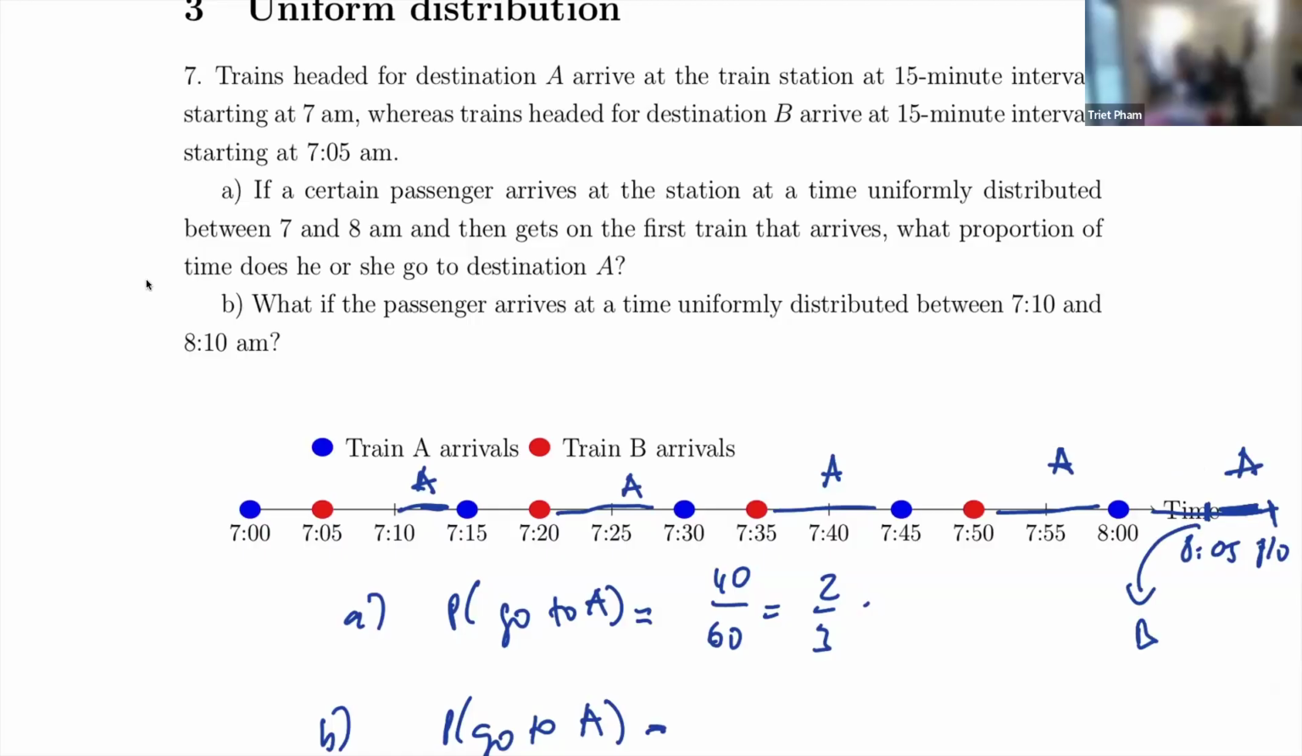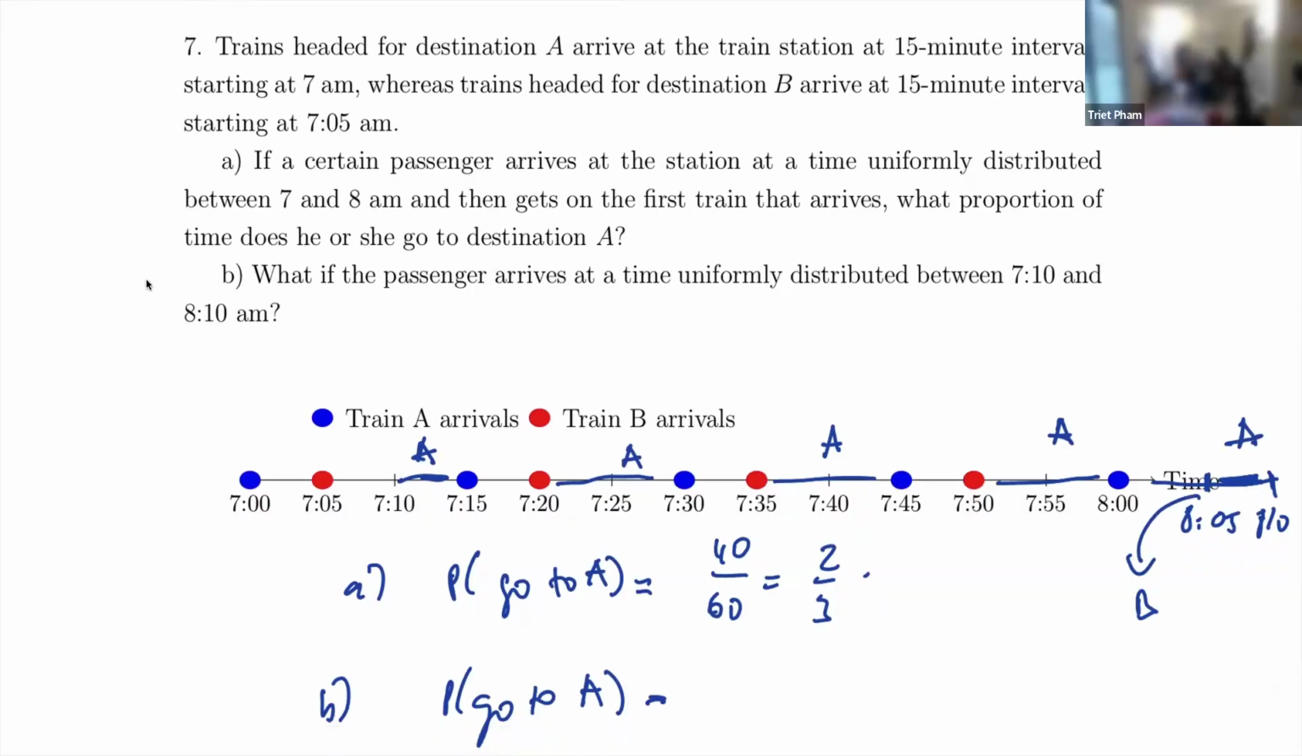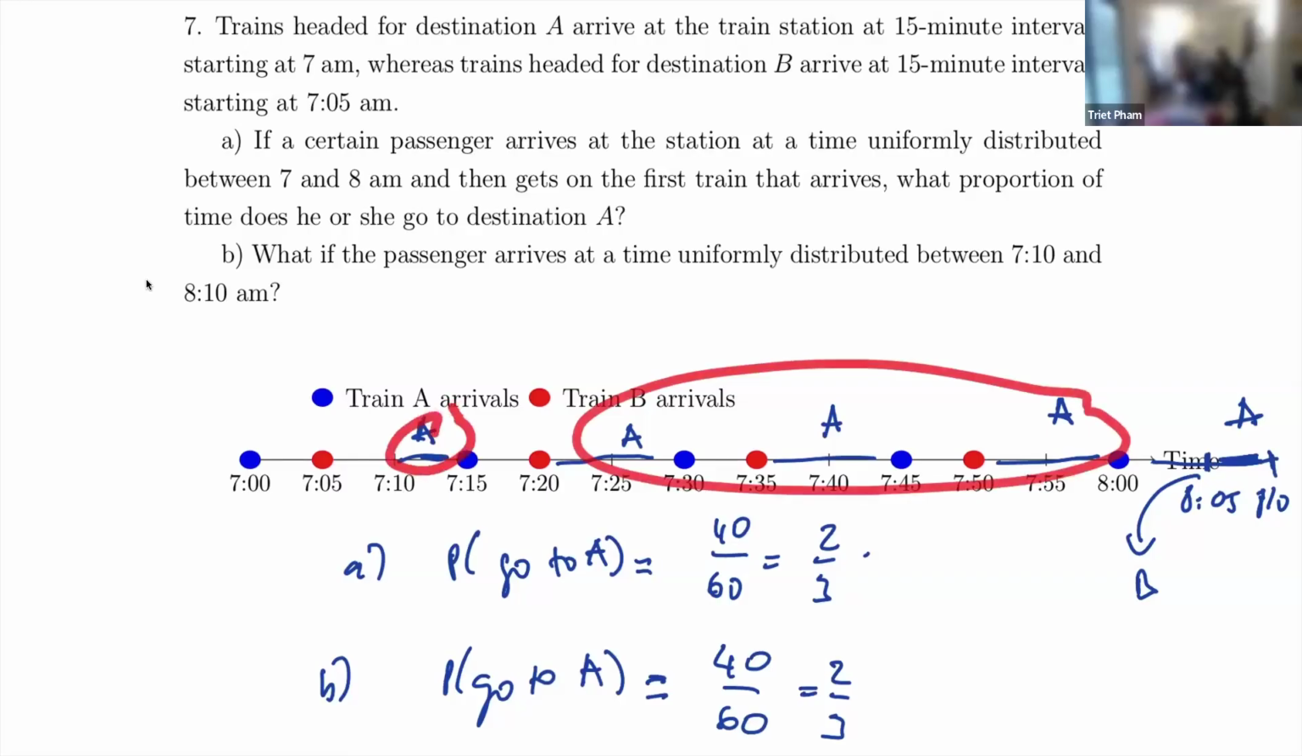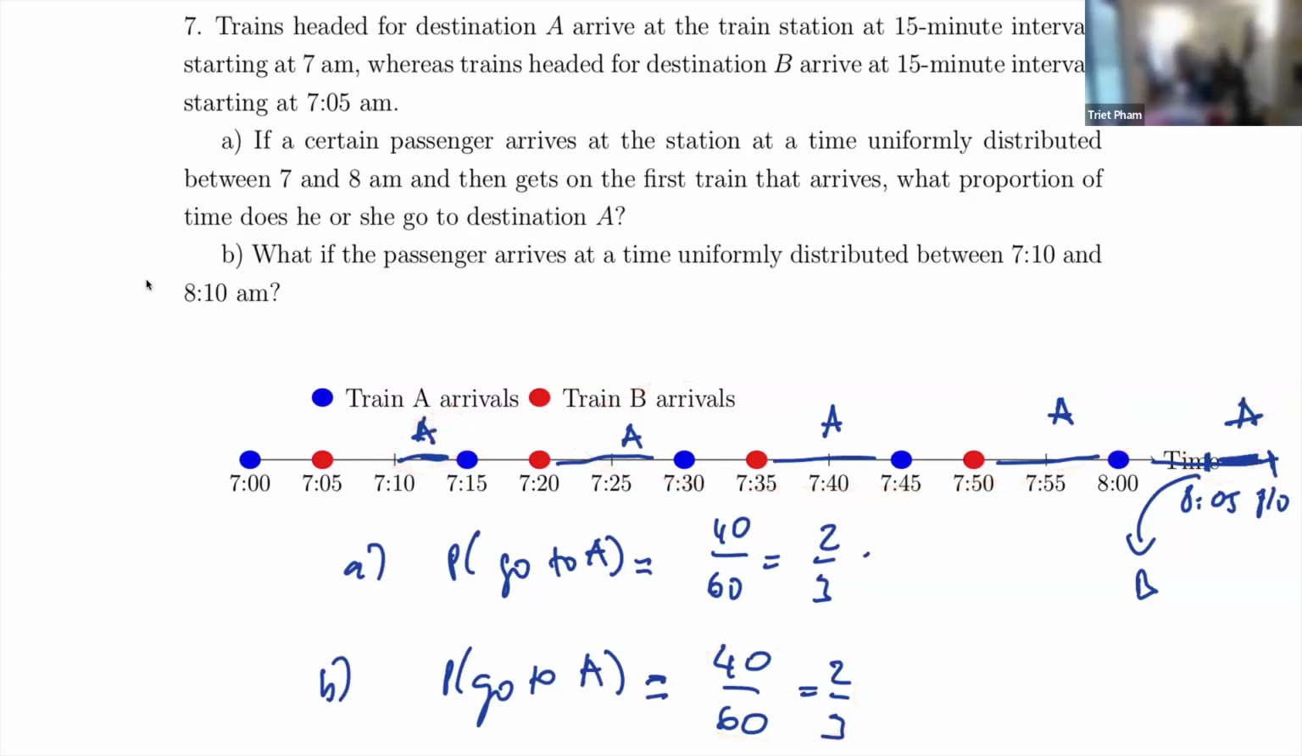So the probability for that will still be 40 over 60. But notice that it's 40 over 60 with a different split of the intervals. These three stay the same, but this is a 5-minute interval and this is a 5-minute interval. Told you that.